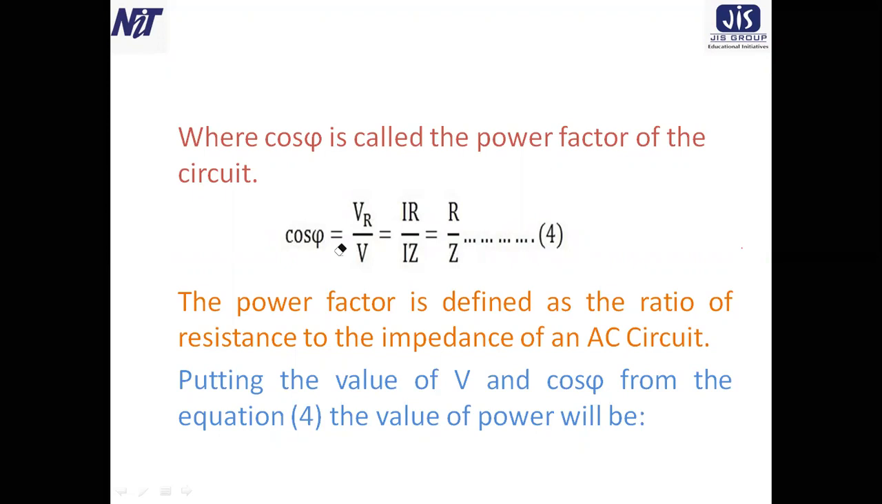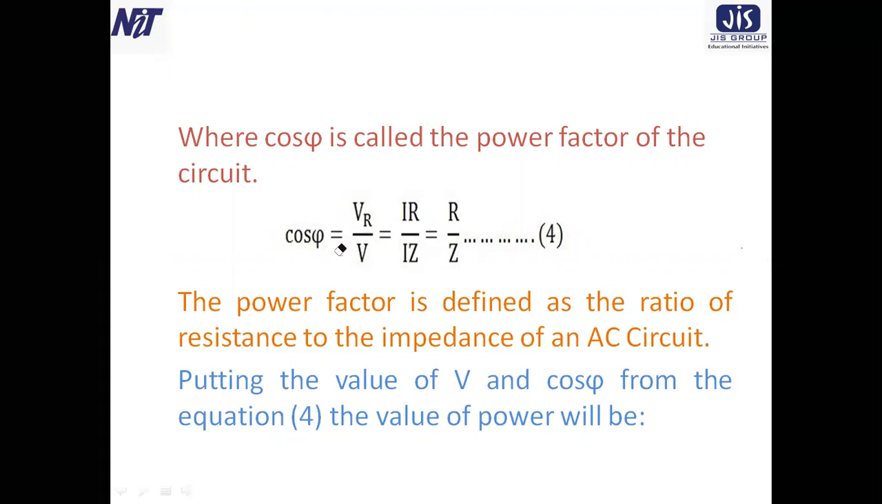And what is VR and what is V? VR is the voltage across the resistor, and V is the applied voltage. So VR is IR and V is IZ. If we vanish I, we will get R by Z. That is the cos phi, or the power factor.